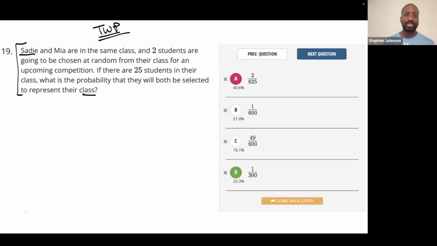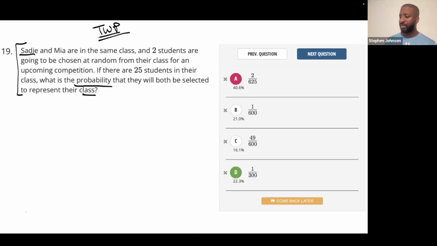So let's read it one sentence at a time, like we did with the previous one, and then make sure we write down any quantitative information. So this first sentence here says, Sadie and Mia are in the same class, and 2 students are going to be chosen at random from their class for an upcoming competition. All right, this seems like it's setting us up for a probability question. I skimmed down and I do see this word probability.